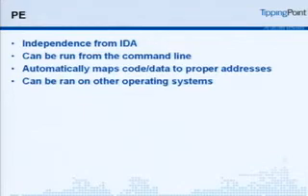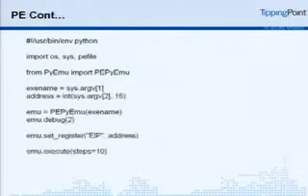And then PE, which would be running a static binary without IDA, without having to disassemble it and executing from whichever part you want in it, and it gets parsed and everything like that. So it automatically maps the code and data to proper addresses based on what's in the PE file. And since Python is, at least for the most part, cross-platform, you could use this on a Linux machine or things of that nature, as long as you have the PE file.